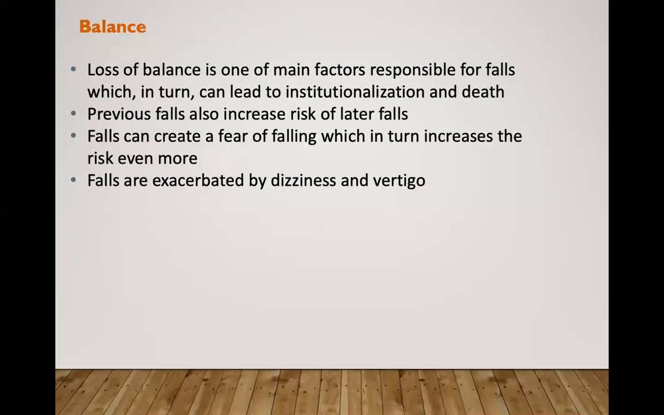All right. Okay. So with balance, I want you to think about older adults who might be prone to falls. It's one of the main reasons, and this is actually a question that a lot of you asked in the introduction videos. Why is it that after falls, it seems that older adults deteriorate faster after they've had a fall? Loss of balance is one of the main factors that is responsible for those falls. And then that can also lead to institutionalization and death.